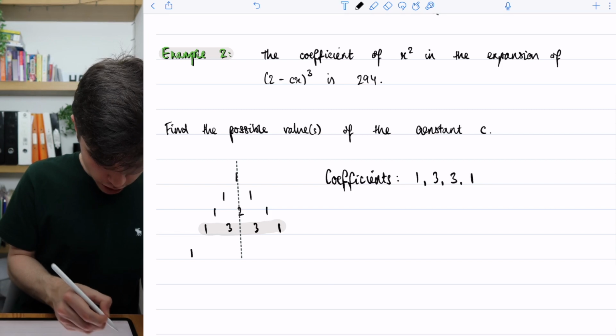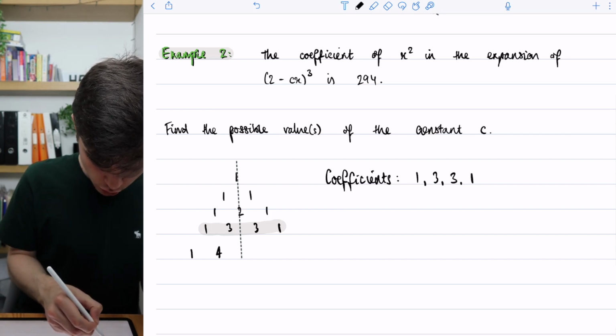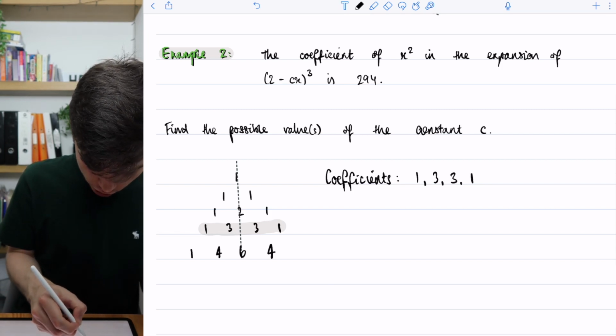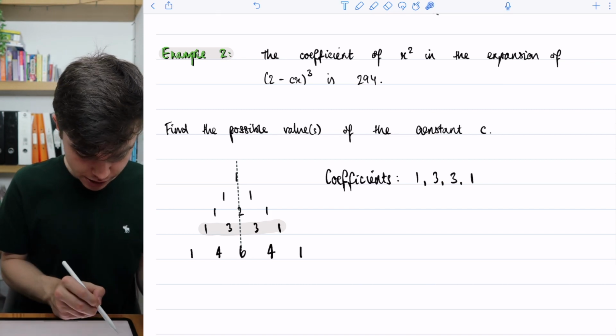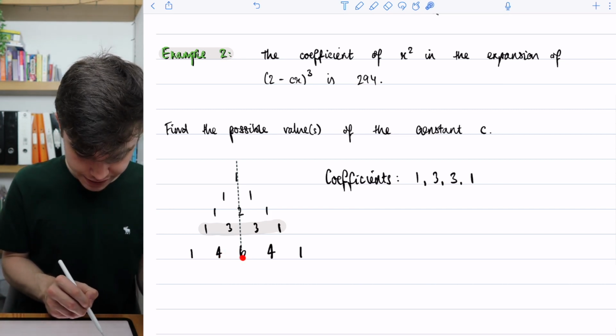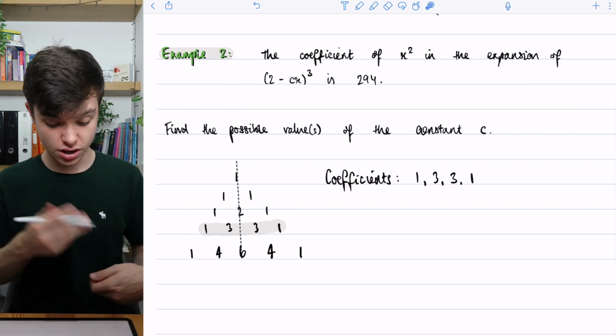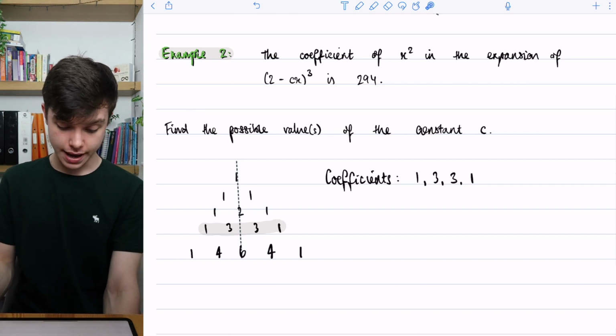If I was to do some more work on that, we'd have a 1, we'd have a 4, we'd have a 6 down the mirror line, we'd have a 4, and we'd have a 1. And again, we've got symmetry. We've got 1, 4, 6, and then 6, 4, 1. Okay, that's just a kind of a fun fact of the symmetry there.